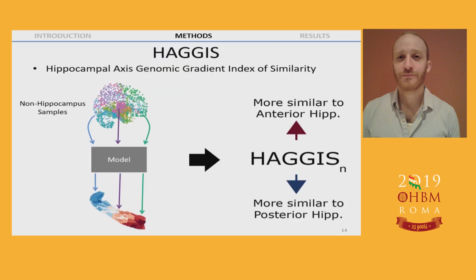So next, we've identified this molecular gradient, but we're curious as to how it relates back to the rest of the brain. So we had these other 3,700 tissue samples for the rest of the brain, and we put them in our model and said, based on the gene expression of this tissue sample, if this sample were to be expressed along this longitudinal axis of the hippocampus, where would it be expressed? Would it be more posterior or anterior? By doing so, we have a single measure which tells us that if it's larger, the tissue sample is more genomically similar to the anterior hippocampus, and if it's a lower value, it's more similar to the posterior hippocampus. We called this the hippocampal axis genomic gradient index of similarity, which is really long, so we shortened it to Haggis.